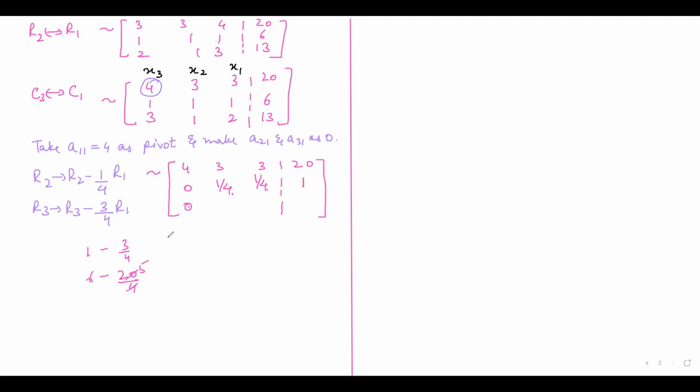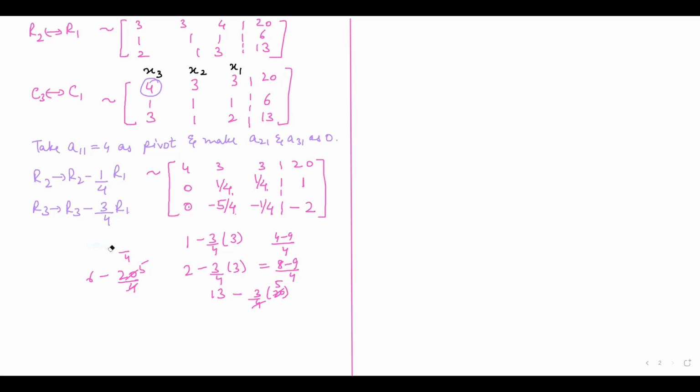Now, for this, I'll be 1 minus 3 upon 4 into 3. So that's 4 minus 9 upon 4 minus 5 upon 4. And this would be 2 minus this. So 8 minus 9 upon 4 is minus 1 upon 4. Then lastly, this would be 13 minus 3.4 into 20. So that's 5. 13 minus 15 is minus 2. So this is how I'll get the elements.